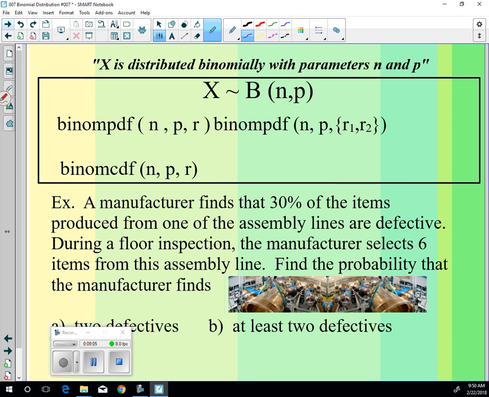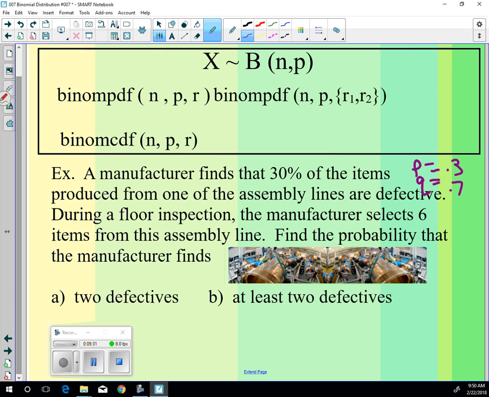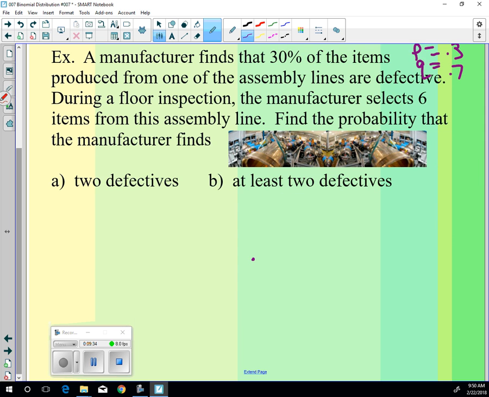A manufacturer finds that 30% of the items produced from an assembly line are defective. So the probability of something being defective is 0.3. What's the probability that it's not defective? 0.7, 1 minus 0.3. During a floor inspection, the manufacturer selects 6 of these items. Find the probability that the manufacturer finds 2 defectives. So the probability is 0.3. The fail is 0.7. The number we're looking at is 2.